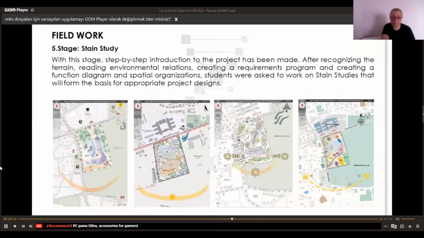Step 5, Stain Study. With this stage, a step-by-step introduction to the project has been made. After recognizing the terrain, reading environmental relations, creating a requirements program, and creating a function diagram and spatial organization, students were asked to work on stain studies that will form the basis for appropriate project designs.